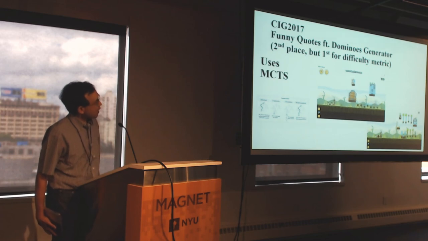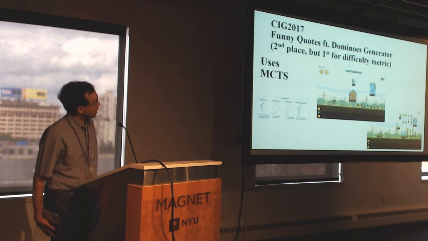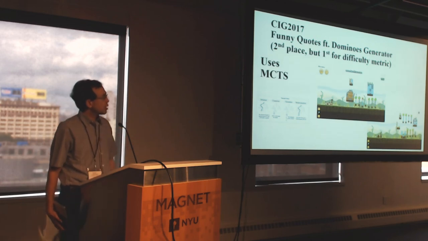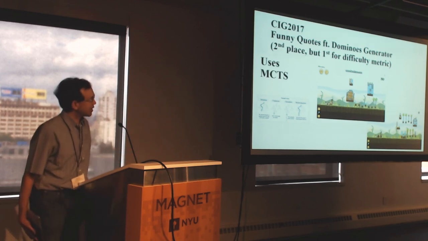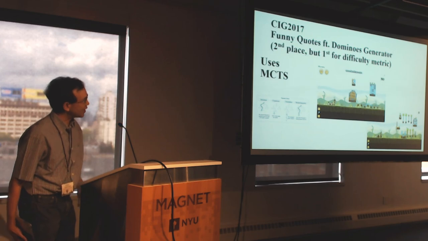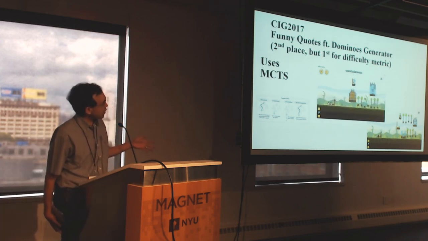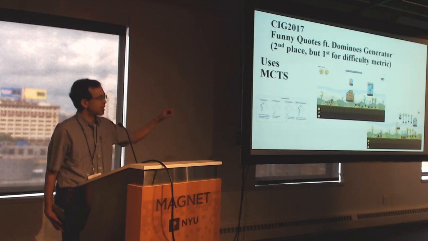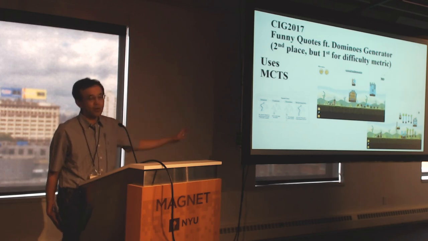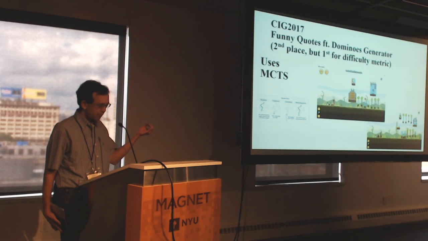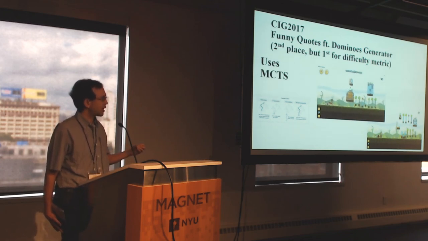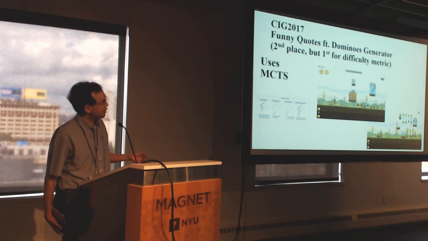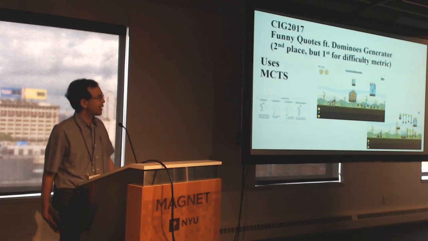And this year, one of the generators that we submitted is called Funny Quote, featuring Dominoes generator. In addition to Quote, we added Dominoes, so that you can see it has some domino effect. In this generator, we exploit MCTS to determine the location to place objects, characters or dominoes with some fitness function, an evaluation function consisting of terms like the number of block types in order to increase the diversity, and the number of dominoes being placed, or something like that.